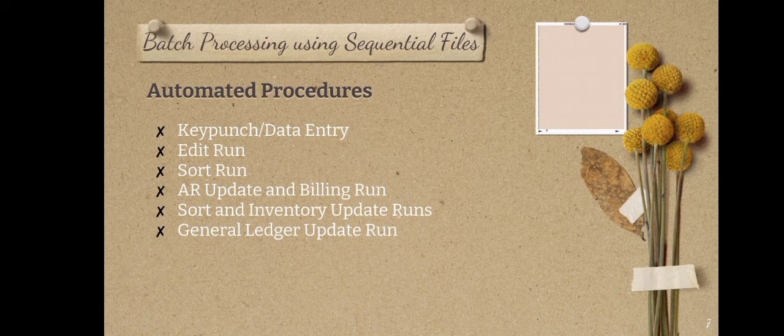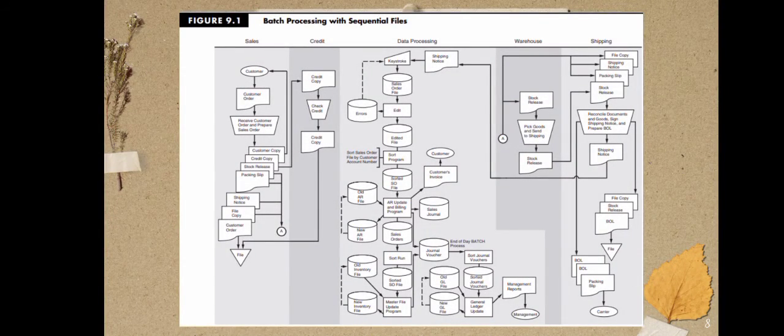In the AR update and billing run, the AR update program posts to accounts receivable by sequentially matching the account number key in each sales order record with the corresponding record in the AR SUB file. Under the sort and inventory update runs, the inventory update program reduces the quantity on hand field in the affected inventory records by the quantity sold field in each sales order record. Under the sequential file approach, the general ledger master file is not updated after each batch of transactions. So this figure here is the overall summary of the batch processing with sequential files.